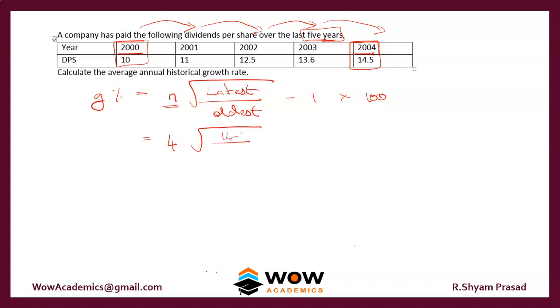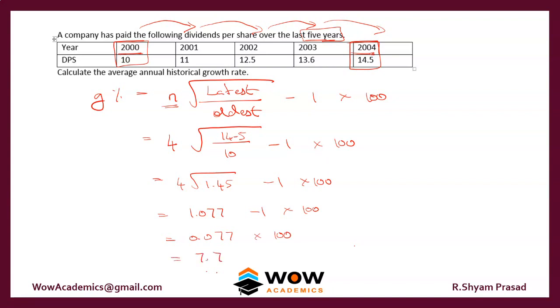The latest dividend is 14.5, the oldest dividend is 10, minus 1, into 100. So we'll work out the problem. We have to get the fourth root of 1.45, which is 1.077. Again minus 1 into 100, so that comes to 0.077 into 100, which comes to 7.7%. So that is the growth rate in dividend. We'll move on to the next problem.